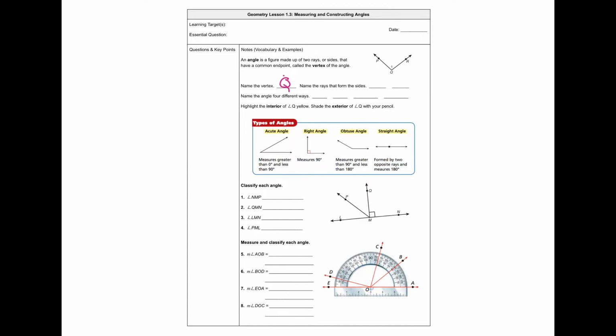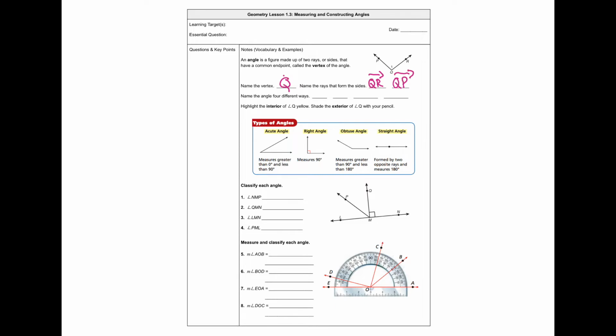Now we want to name the rays that form the sides. And remember, when we're naming rays, we want to start with the endpoint and then go to the one that keeps going on forever, the one with the arrow. So we have ray QR, and we have ray QP.